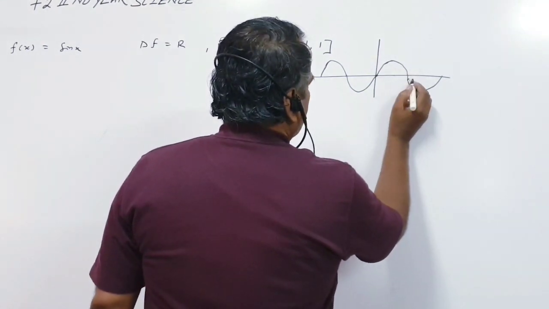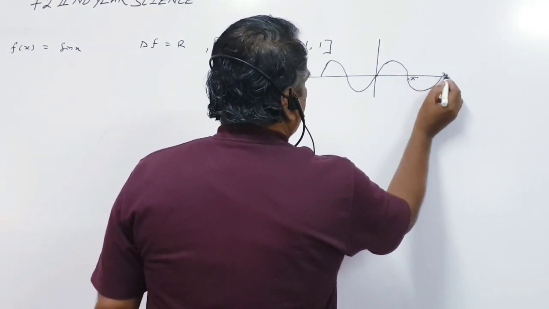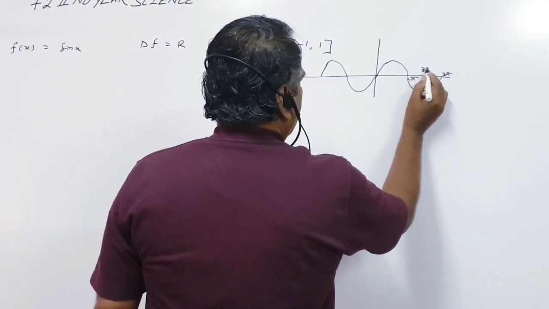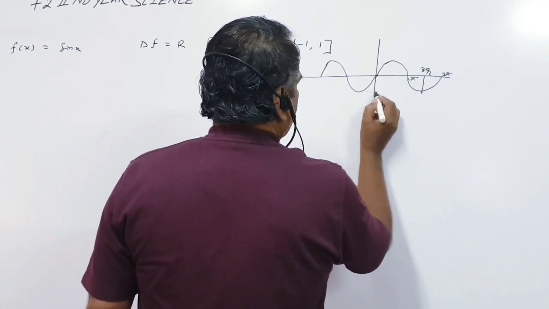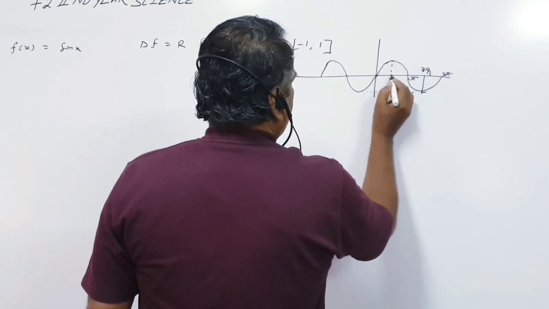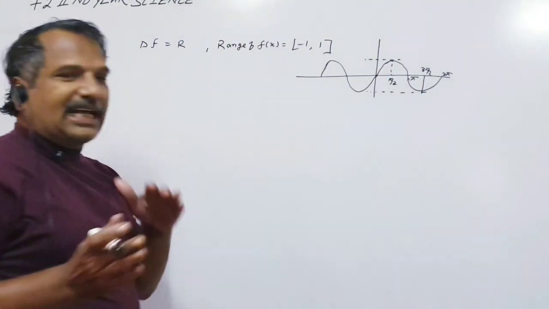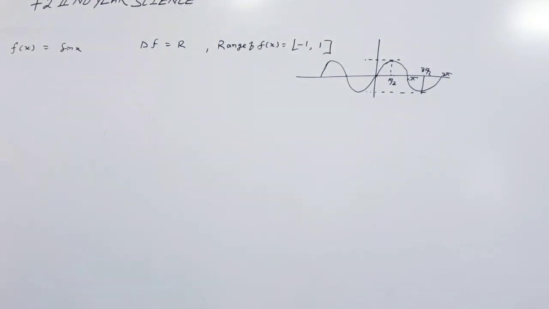Now this is 2 pi, and this is 3 pi by 2 equal to minus 1, and this is pi by 2 equal to 1. So sin x lies between -1 and +1.